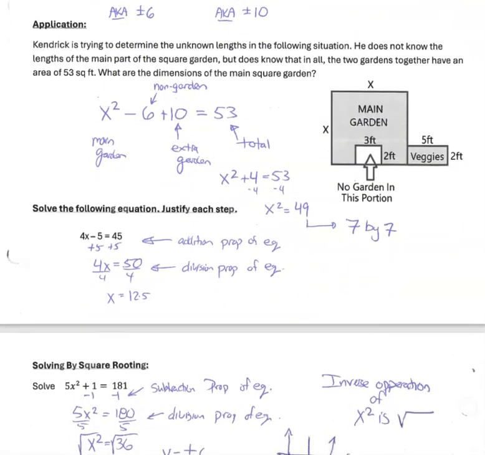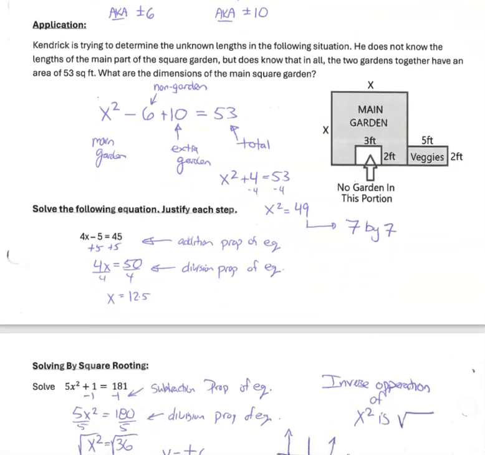Now we have this application here. The application is you have a garden that is a square. We don't know what the lengths are. It's something by something. You have this part of that garden that's just missing that we're not going to account for, but then you have this separate garden on the side, which is a veggie garden. It's a 5 by 2. We know all of it together gets you 53 when you take away that part that is no garden in this portion. And students were supposed to figure out what are the dimensions of the main garden.